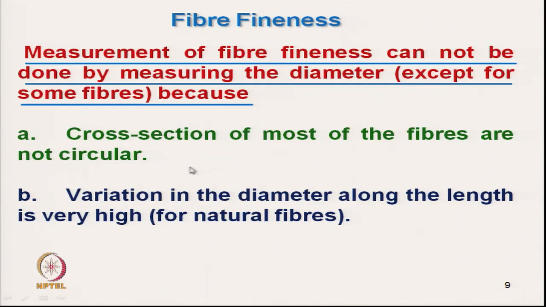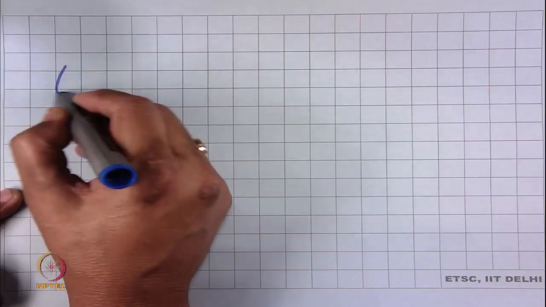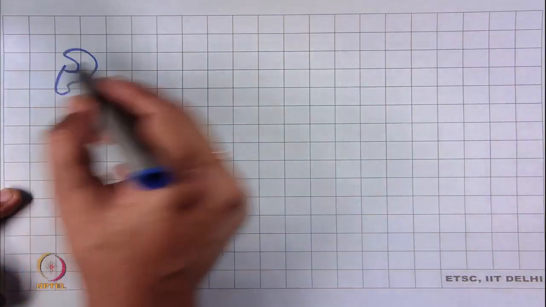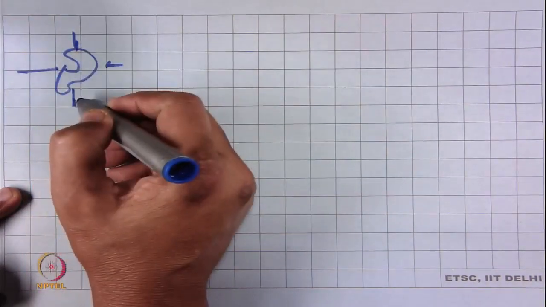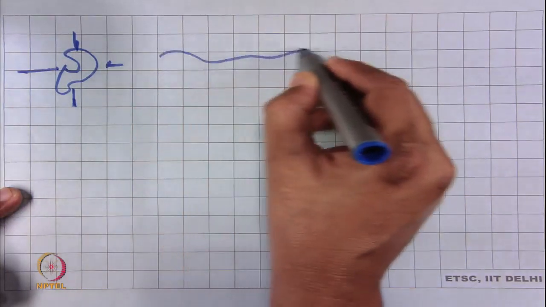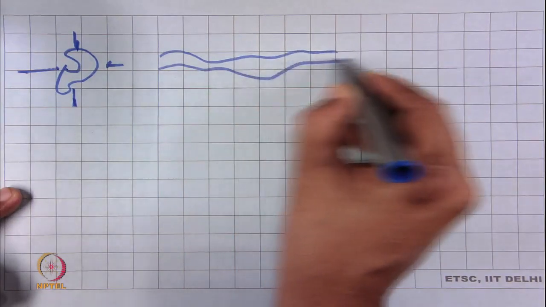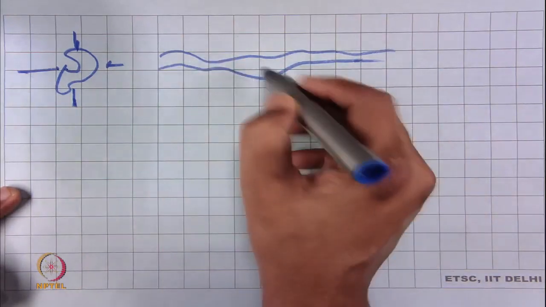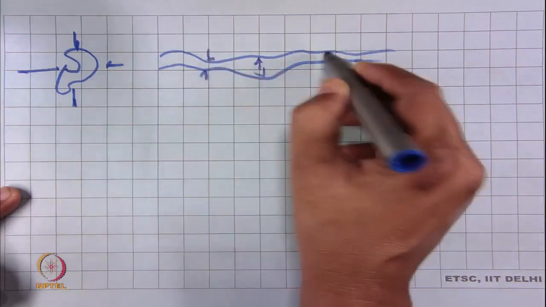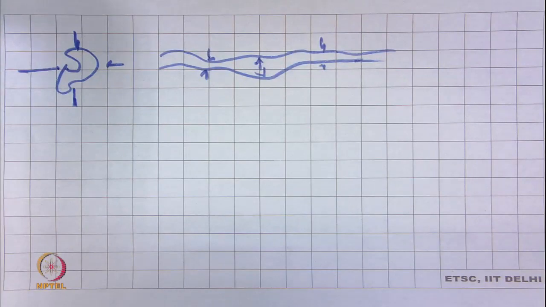So, cross sections are not circular, and the second problem is that the variation in diameter along the length is very high. So, where to express the fiber diameter? If the fiber cross section is not uniform, which diameter should we take? It is non-uniform. Another problem is that along the length the fiber diameters are not uniform. Majority of the natural fibers grow like this. So, expressing the diameter is very difficult, because it is highly variable, particularly for natural fiber.